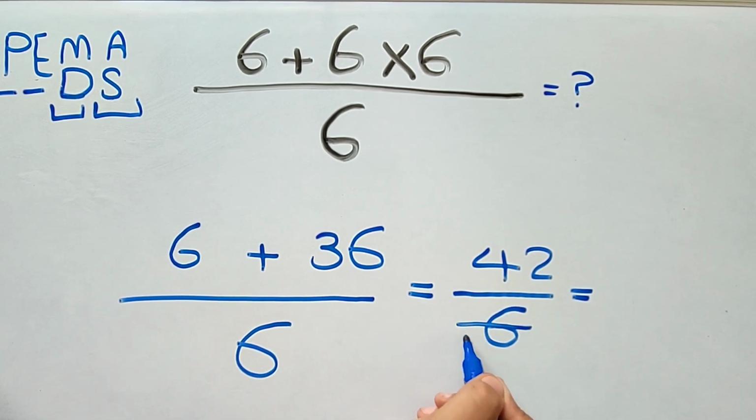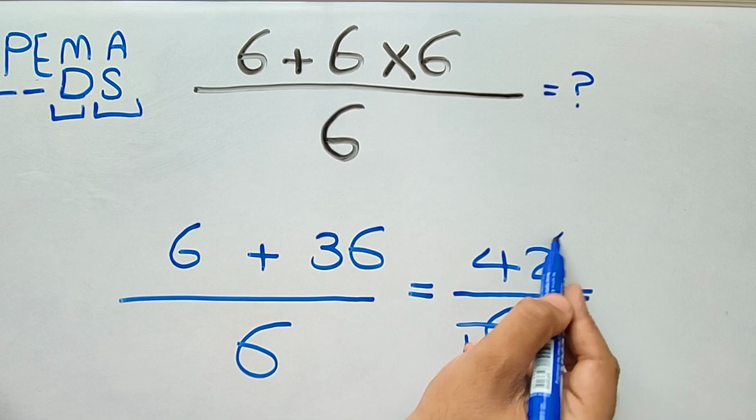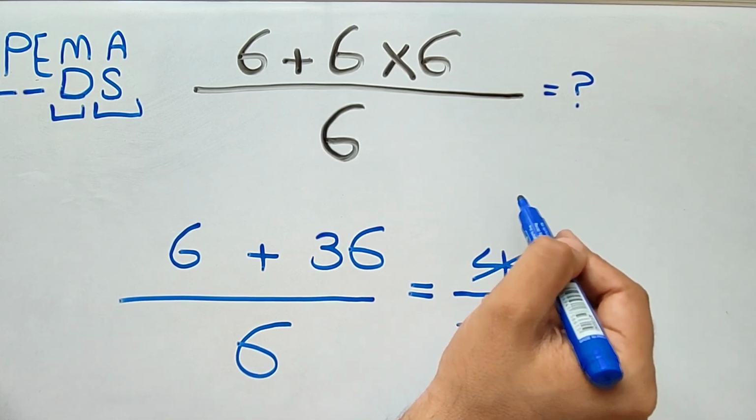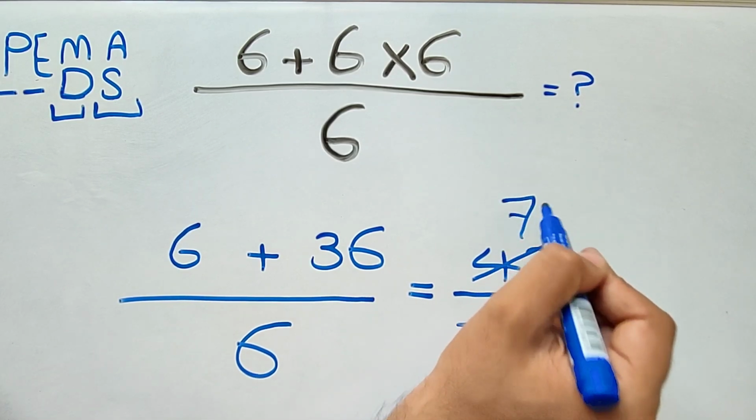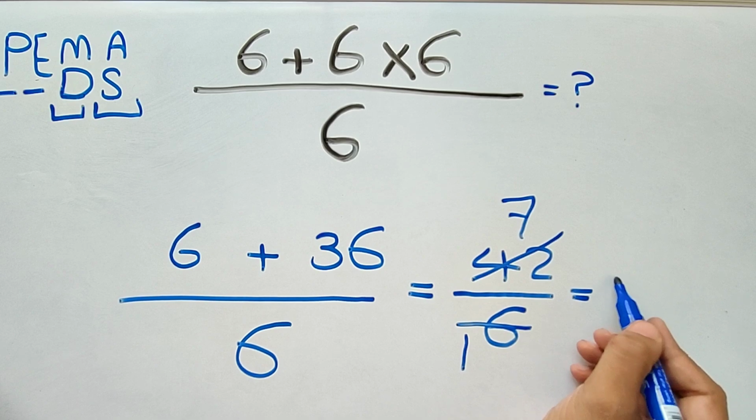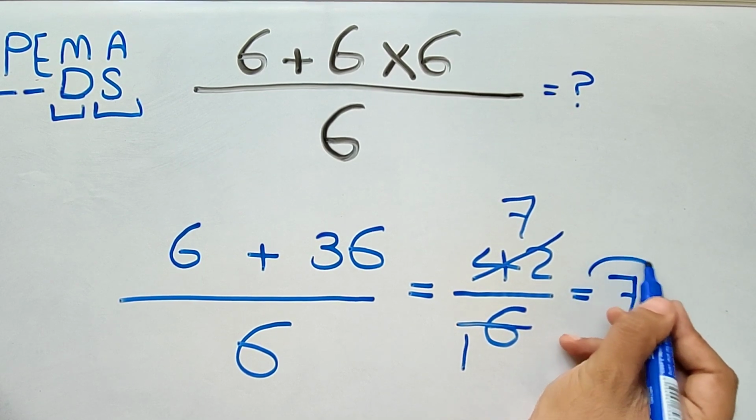6 divided by 6 gives us 1, and 42 divided by 6 gives us 7. And 7 over 1 gives us 7. The final answer is 7.